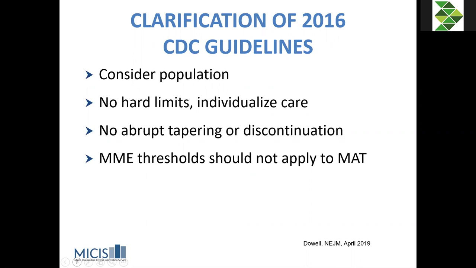They really argued against abrupt tapering or discontinuation, not cutting people off, not just firing people willy-nilly because they are using opioids, but working with them. There was some data in the VA that indicated that veterans whose opioids were abruptly tapered or abruptly discontinued did have an increased risk of suicide. So we need to take into account some of the difficulties in applying these recommendations.